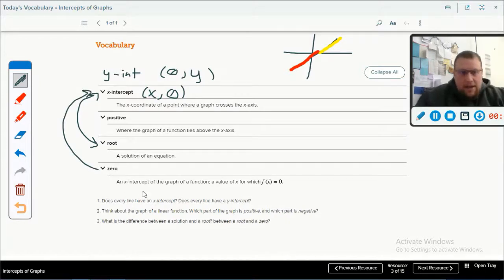It is an x-intercept of the graph of a function, a value for which f of x equals 0. Remember, f of x is just the function notation for saying y equals 0. Remember, what is the value of every y at every x-intercept? 0. So when f of x equals 0, that gives us our x-intercept, which is also our root. One of the roots of a function, okay? Or of a solution of an equation. Awesome. Go ahead and write these down. Pause me if you need to. Let's go.